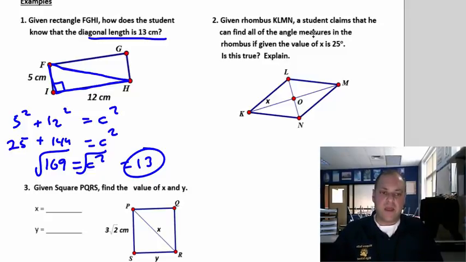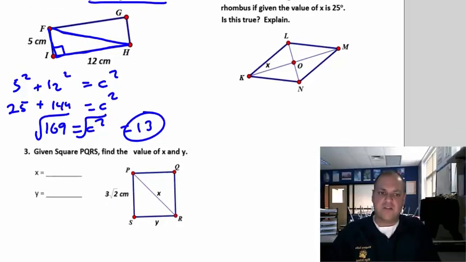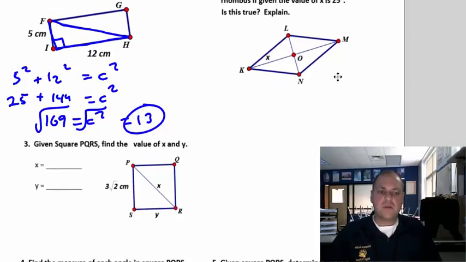Given rhombus KLMN, a student claims that he could find all the angle measures in the rhombus just given one single angle measure, that x is 25. I'm just going to redraw this because it's kind of hard to see. It's kind of squished a little bit. So I'm just going to redraw this rhombus, make it a little bit bigger.